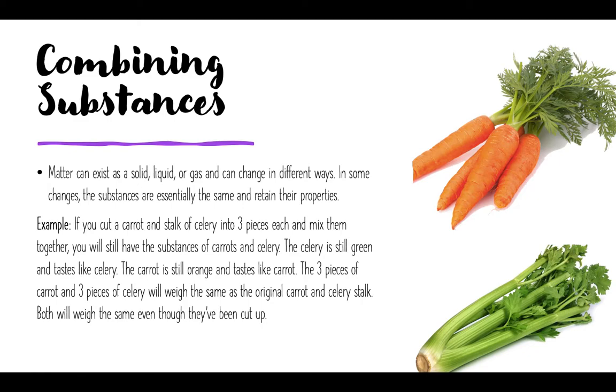If I take a piece of carrot and chop it up into small pieces, and I take a piece of celery and chop that up into small pieces, and then I put them all together in a bowl and mix them up, do I still have carrots and celery? Yes, I do. The celery is still green and it tastes like celery. The carrot is still orange and it tastes like carrot. The 3 pieces of carrot and the 3 pieces of celery will weigh the same as the original carrot and celery stalk. Both will weigh the same even though they've been cut up.